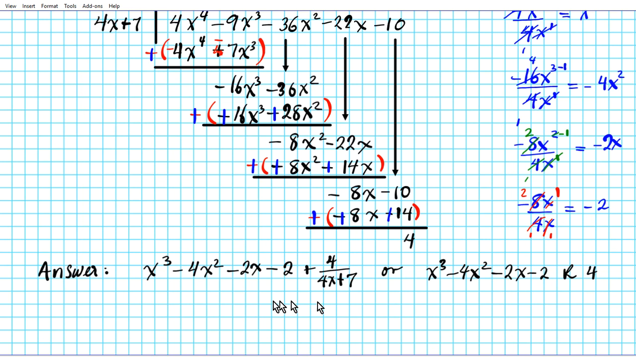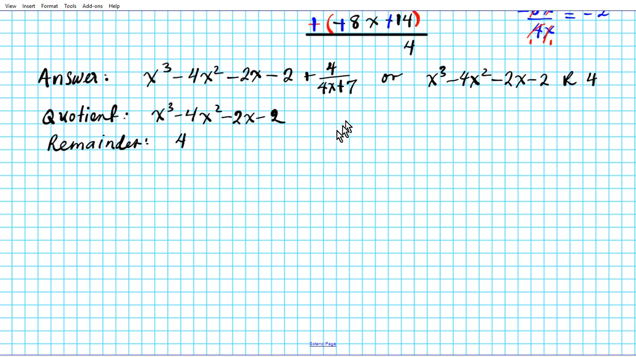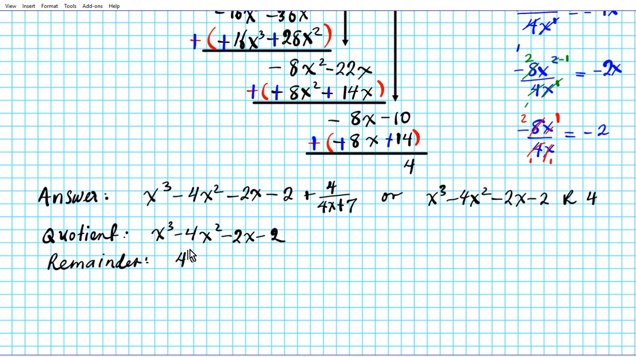Okay? Now in this answer setup here, it shows us that the quotient is x to the third minus 4x squared minus 2x minus 2. That's the division. The answer component without the remainder is the quotient, and the remainder is what's left down here. Okay, so our remainder is 4. Question: is our divisor 4x plus 7 a factor of the original dividend polynomial?